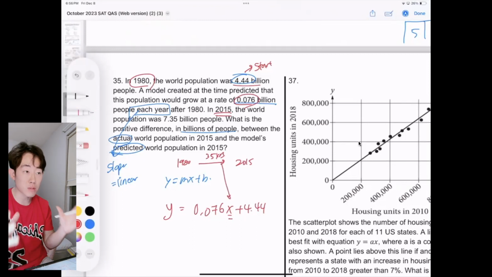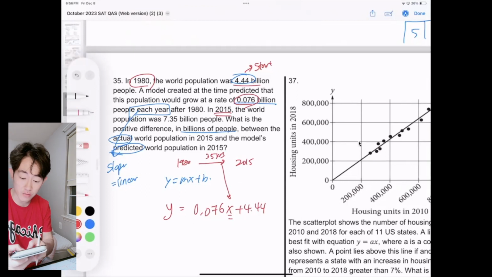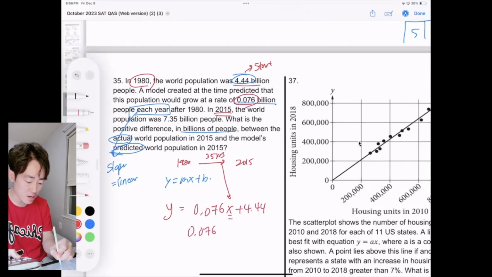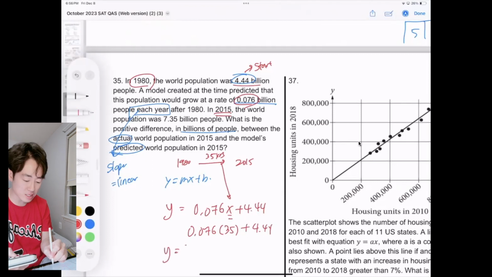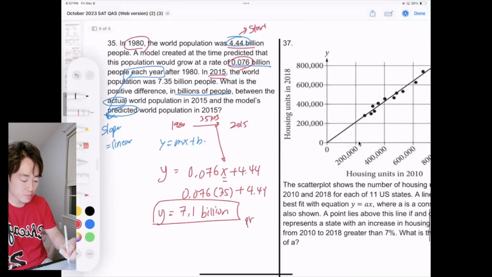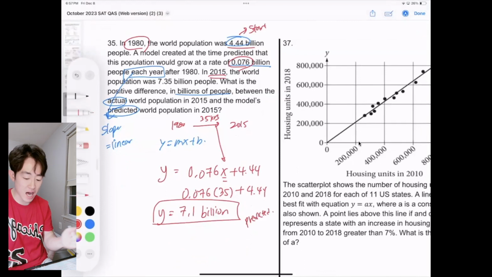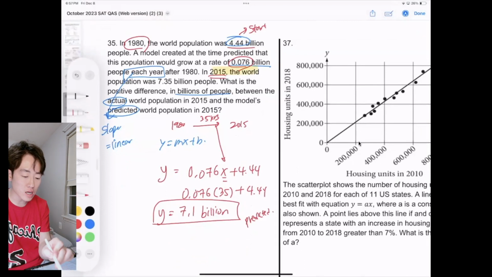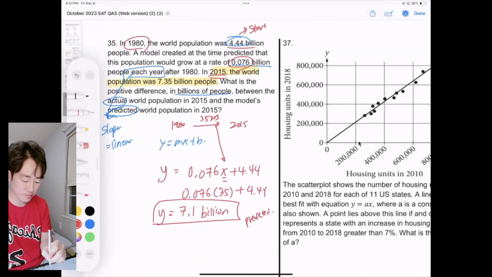So we want to use this model to predict what's going to happen in the year 2015, and I'm going to use the calculator. So we're going to say 0.076 times 35, okay? X is 35. 35 years has passed since the year 1980. Then you add that by 4.44 and you get y equals 7.1 billion. This is your predicted. Why? Because you use the model. It's not the actual, because the actual, they literally said in 2015 the world population was a factual 7.35.